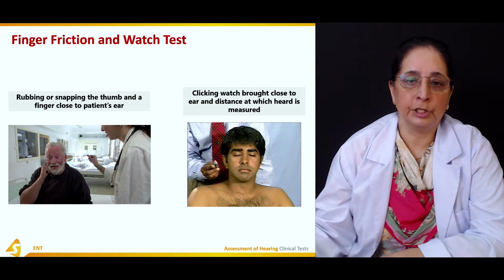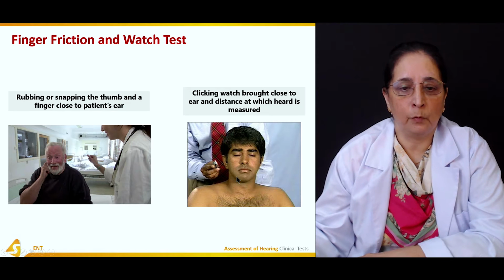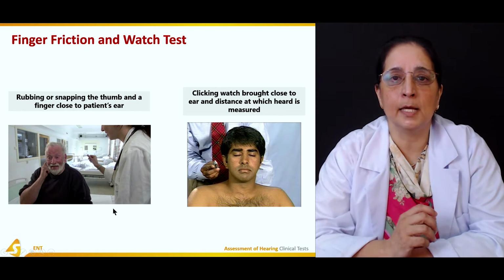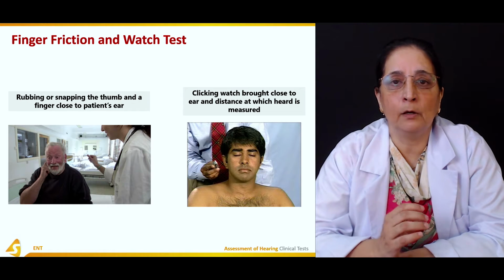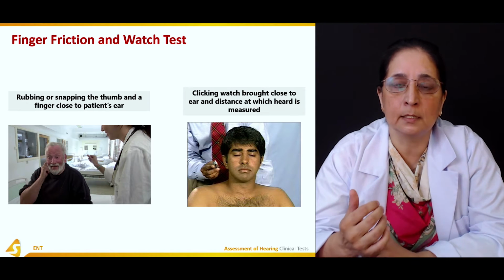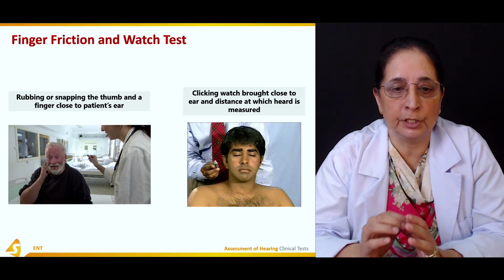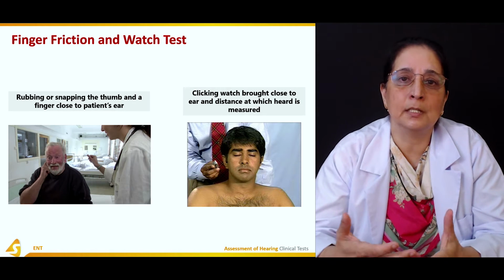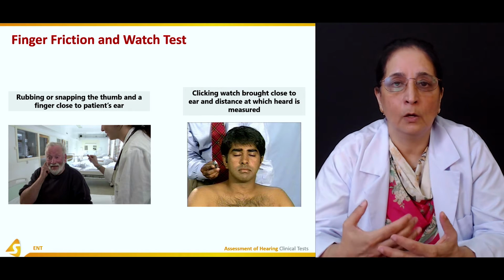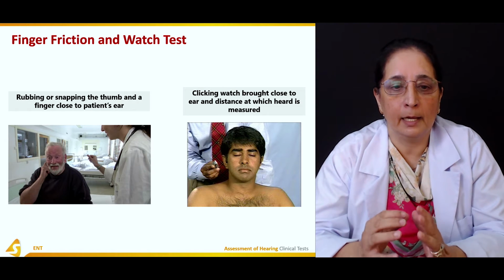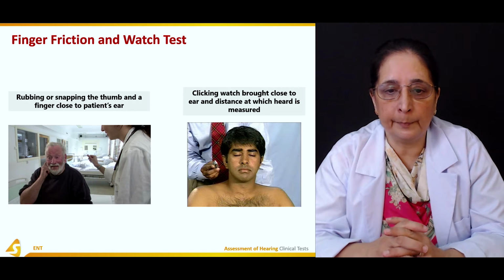So finger friction test and watch test are very simple tests. In one, the finger is rubbed or snapped. Snapping of the finger and thumb is usually performed close to the patient's ear, and then the patient is asked to tell the doctor when they start hearing the rubbing or snapping of the fingers. So it's a very simple test.